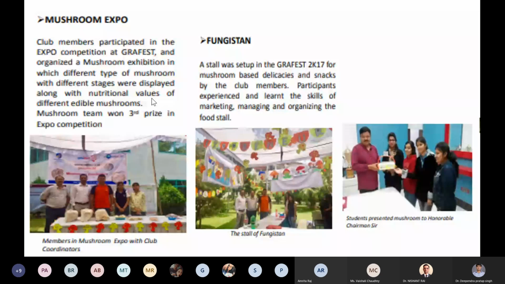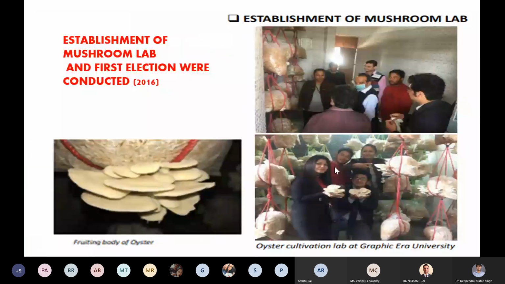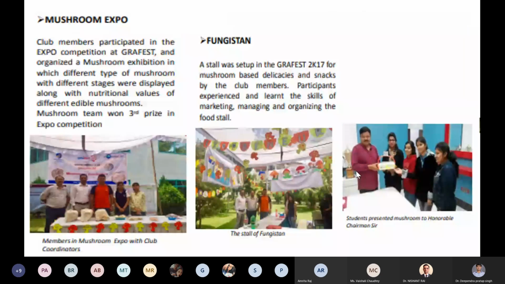In this competition, the club members learned the skill of marketing, and by organizing such activities they also enhanced their management and organizing skills. The mushrooms they cultivated in their own lab were presented to the honorable vice chairman, Sir Gansalaji, who was really happy and appreciated the effort of these two founding members. And then we visited Nesbud in February 2017.